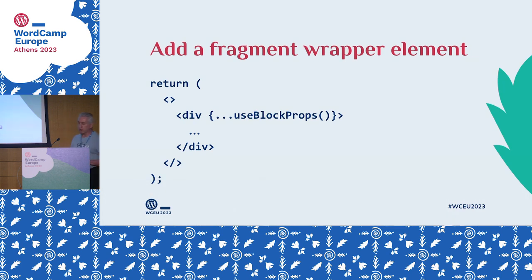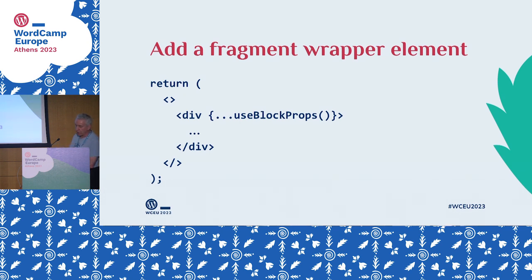So the next thing we're going to do is add a select element to the inspector panel. The inspector panel is the right-hand sidebar in the block editor where you often get controls for changing color and so on. So we're going to add a select element to that, which is going to contain a drop-down with the categories that the user can select.